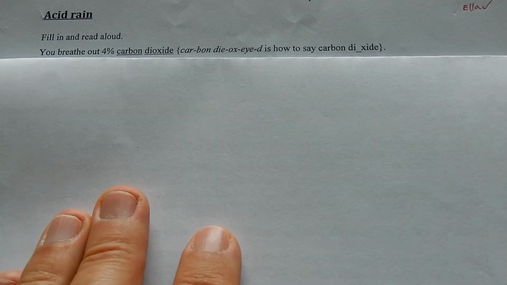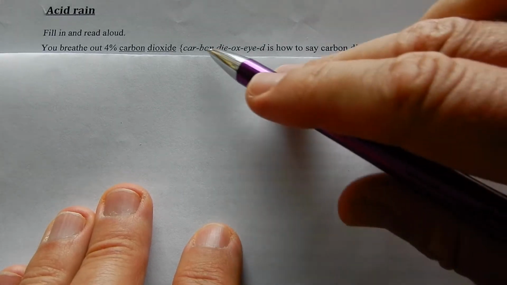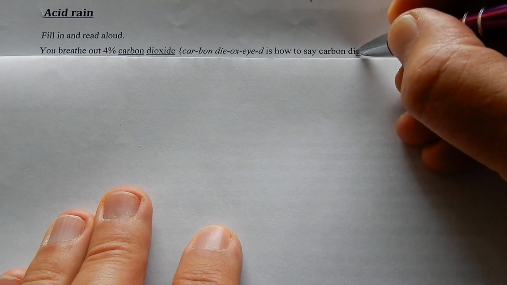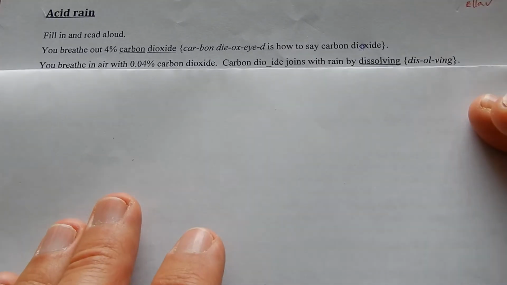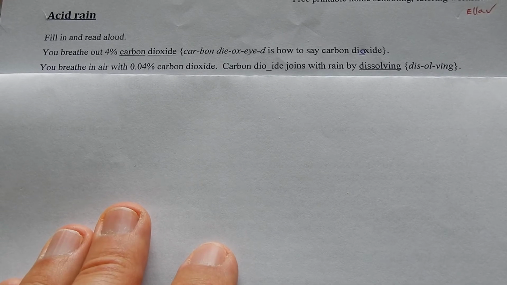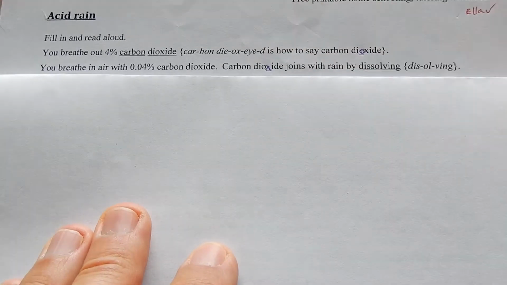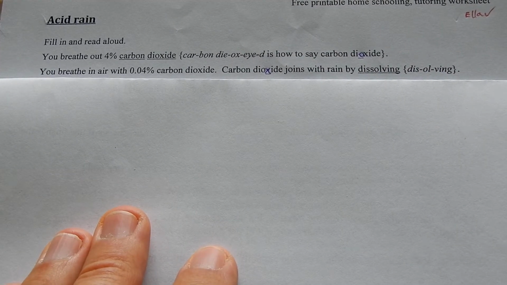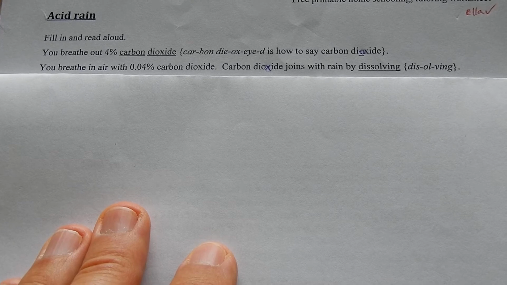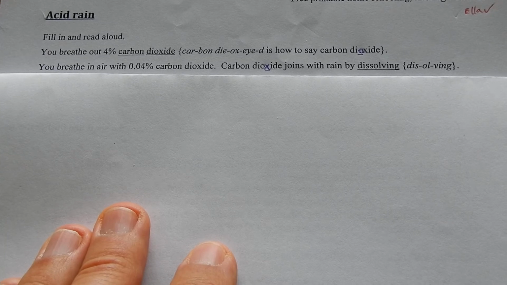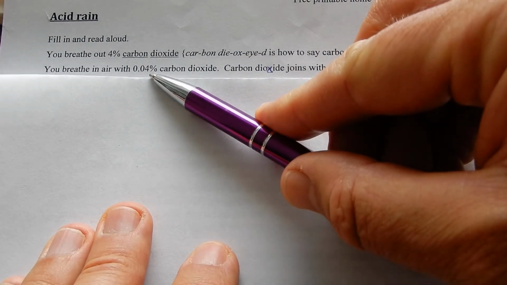Acid rain. You breathe out 4% carbon dioxide. You breathe in air with 0.04% carbon dioxide. Yes, because all the trees and plants that live in the forests and woods and the plains are all doing the opposite. They're taking carbon dioxide and turning it into oxygen. So it's no wonder that they're winning.